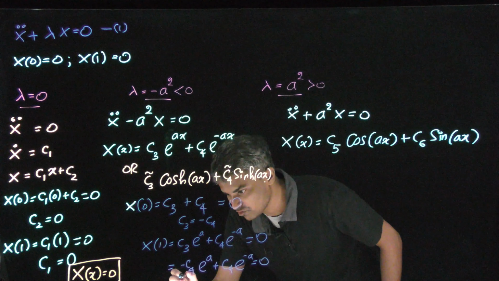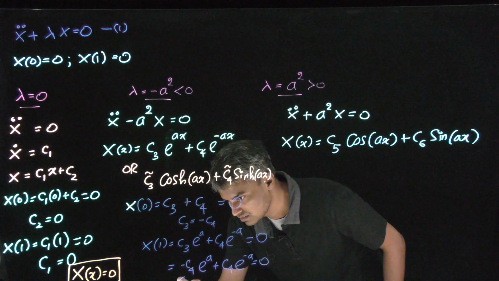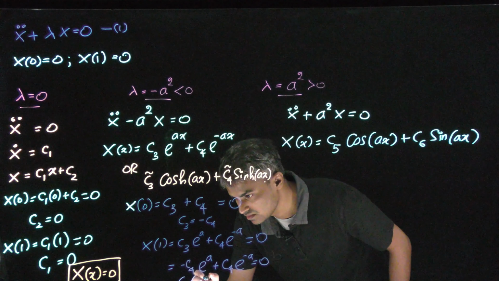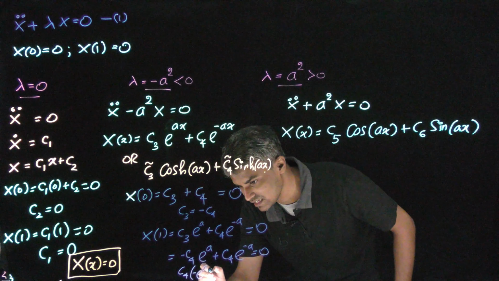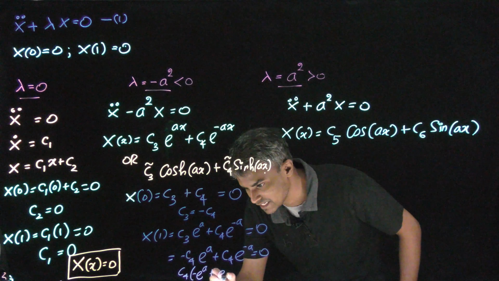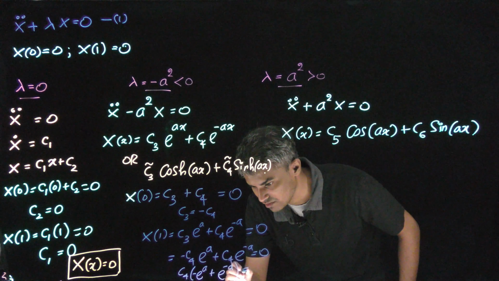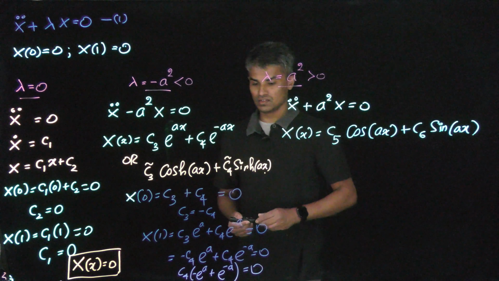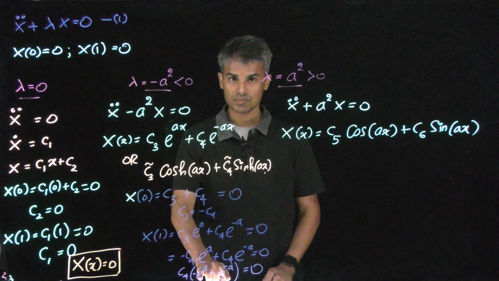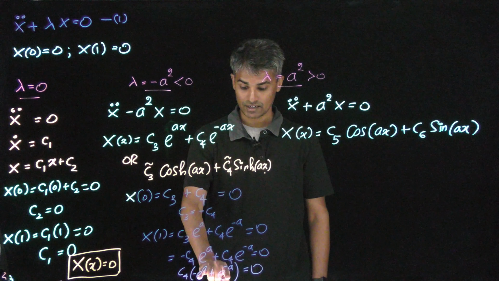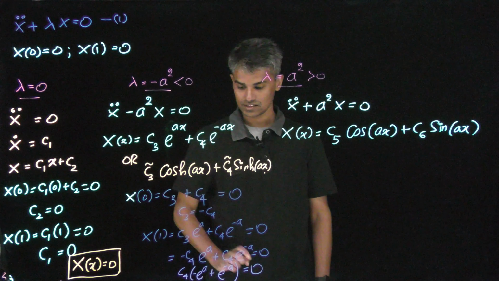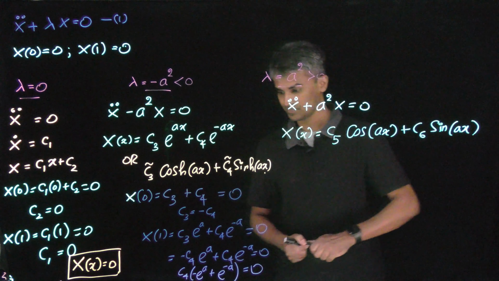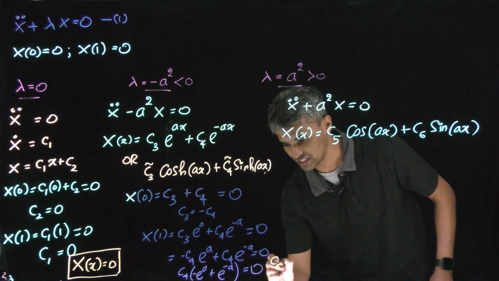Let us factor out C4 from this. So we have C4 times (negative e to the a plus e to the negative a) equals 0. Now this term does not equal 0, therefore the only possibility is that C4 must be 0 as well. So C4 should be 0.